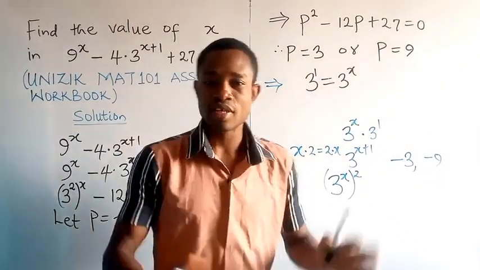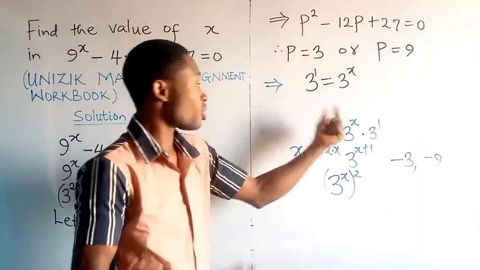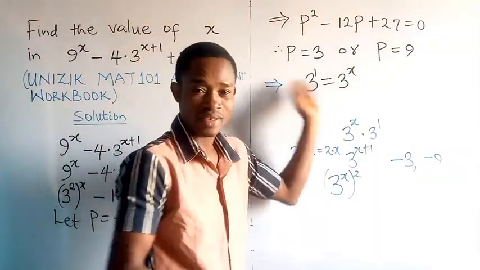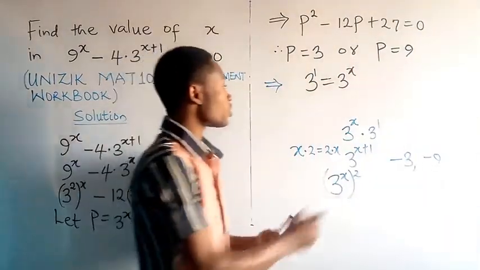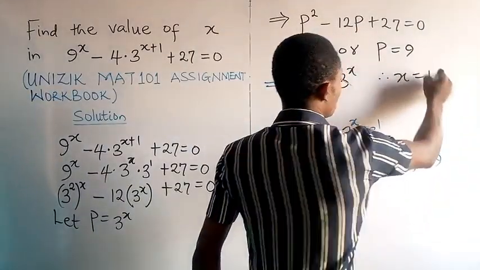And now that the bases are the same, 3 on the left, 3 on the right, you have just one term here, one base. Are you getting it? They are equal, so you can cancel them out. When you go off, you see clearly that the value of x is equal to 1.